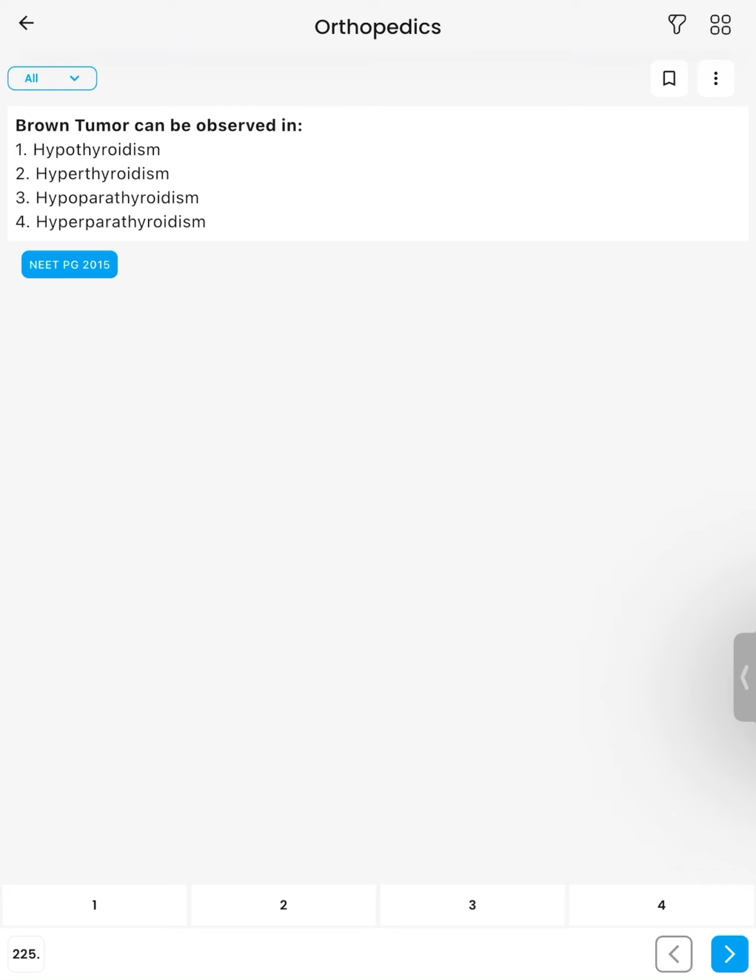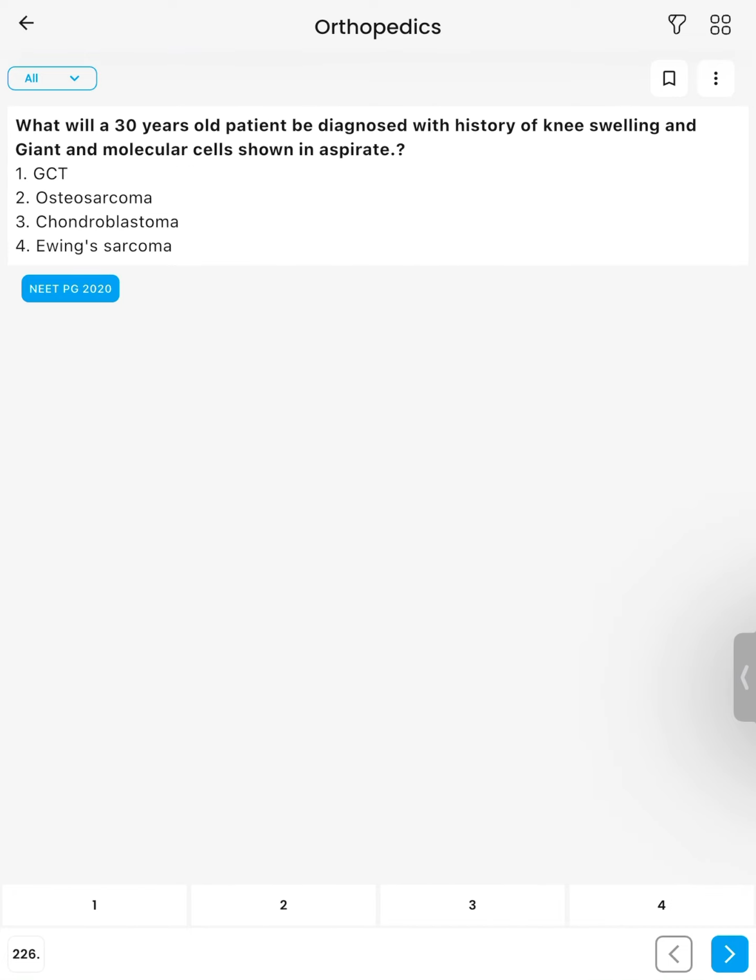Brown tumor is because of hyperparathyroidism, because of the fibroblasts. 30 years old, knee swelling, giant cell tumor and mononuclear cells. Again, see giant cells, GCT, knee swelling.